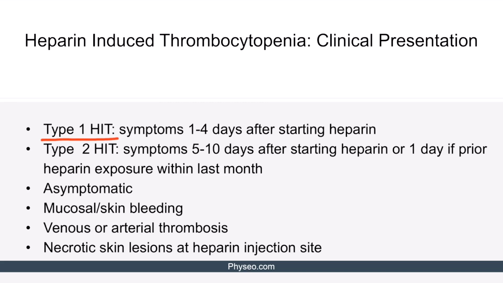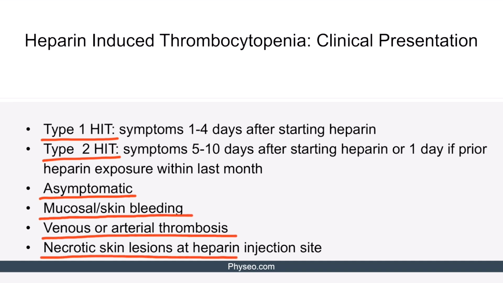In type 1 heparin-induced thrombocytopenia, the symptoms start 1 to 4 days after starting heparin. In type 2 HIT, symptoms start either 5 to 10 days after starting heparin for the first time, or within 1 day if the previous heparin exposure was in the last month. Patients with heparin-induced thrombocytopenia, especially type 1, can be asymptomatic. However, they can also present with mucosal and skin bleeding, venous and arterial thrombosis, and necrotic skin lesions at the heparin injection site.